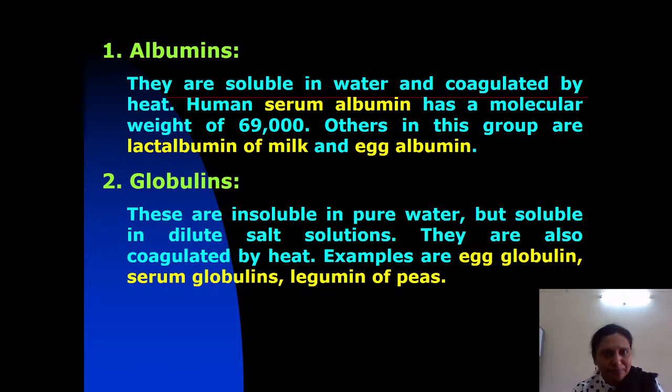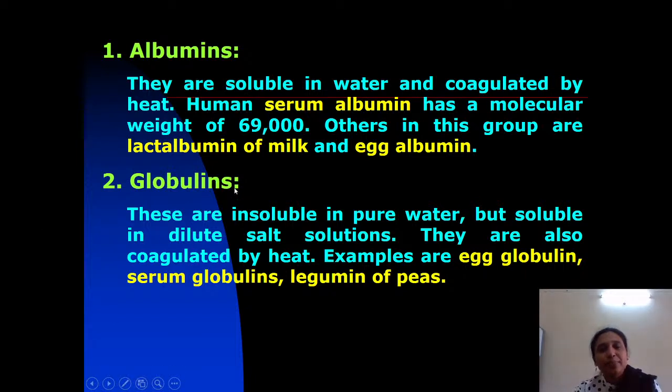So albumin is a simple protein. It's a heat coagulable protein, and it's a low molecular weight protein. Its molecular weight is only 69,000. It's a low molecular weight protein, but it is the important plasma protein. And you know the functions of albumin. It is made up of only amino acids, and not only in the serum, albumin is also present in the egg, that is egg albumin or ovalbumin, and in the milk, that is lactalbumin. Serum albumin in human blood, egg albumin in the egg, lactalbumin in the milk. These are the various albumins.